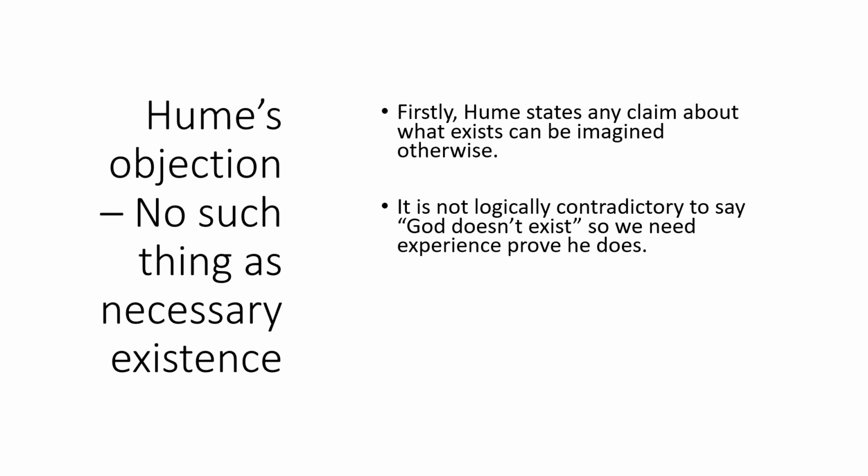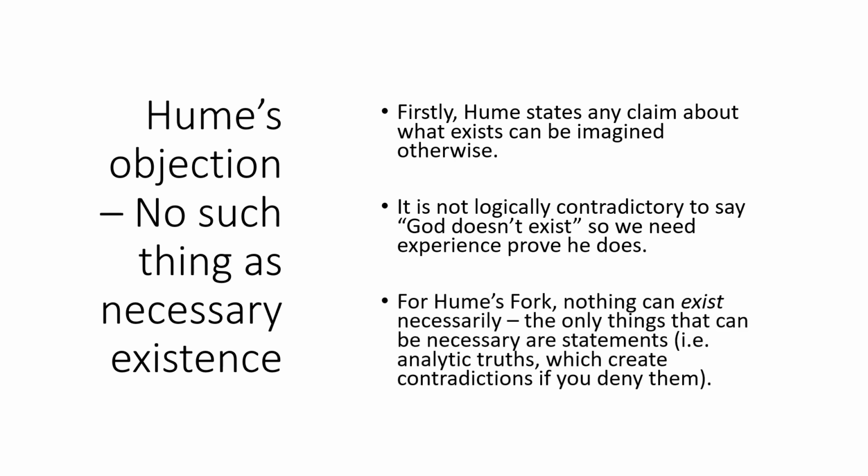Now, it's not logically contradictory for Hume to say God doesn't exist, so we need experience to prove that he does. It's not necessarily true to say that God exists. It's a claim about something in the world that needs evidence to back it up. So for Hume's fork, nothing can exist necessarily. The only things that can be necessary are statements, analytic truths, which create contradictions if you deny them. And those are things which are created by us by definitions and convention. So bachelors are unmarried, triangles have 3 sides. These are the sorts of things that you can say are necessary truths, but only because of the meanings we attach to the words. They don't have any necessary bearing on what exists in the world.